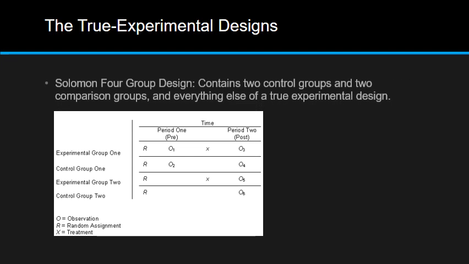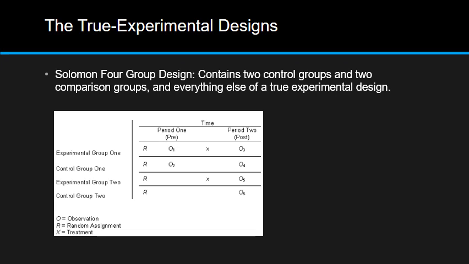Then lastly, you have the Solomon 4 group design. And so this is basically the true experiment on steroids. So what you essentially have is 2 control groups and 2 comparison groups and everything else of a true experimental design. And so this was a lot to draw, so I just Google image searched this, so I'll run you through it. So you have experimental group 1 and control group 1. And so you have randomization, so that's the R's there. And then you have experimental group 2 and control group 2.